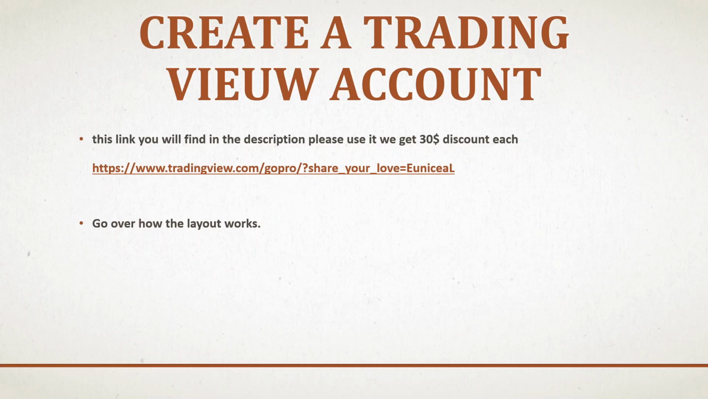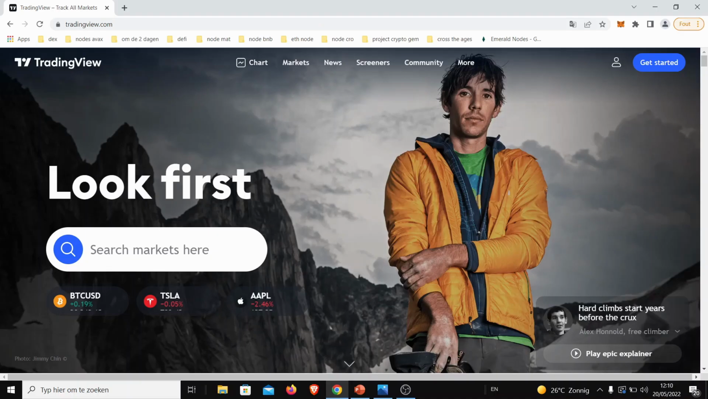So let's take a look at TradingView and how to set an account up. I'm here at the first homepage of TradingView. So how to set up an account, it's easy, but it's a bit hidden how to do it for free. So you go to the top right and you press Get Started.